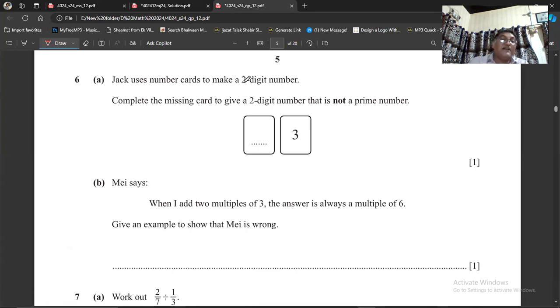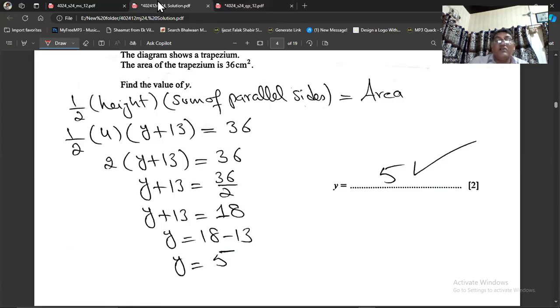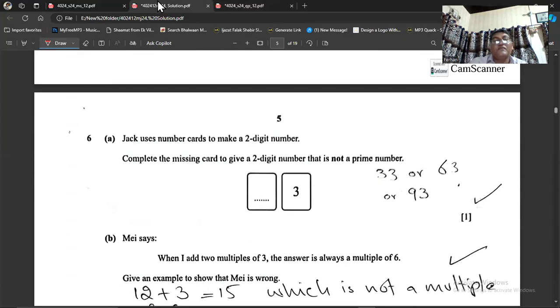So if I write here 1, it will be a prime number. If I put 2 here, it will be a prime number. But if I write here 3, it will become 33, which is not a prime number. If I put 4 here, it will be a prime number. So we are looking for that number which is not a prime number.